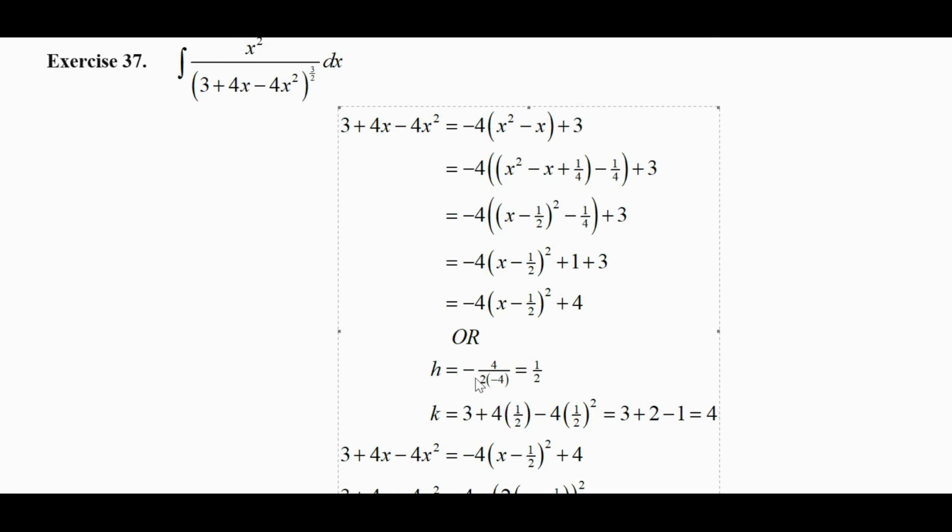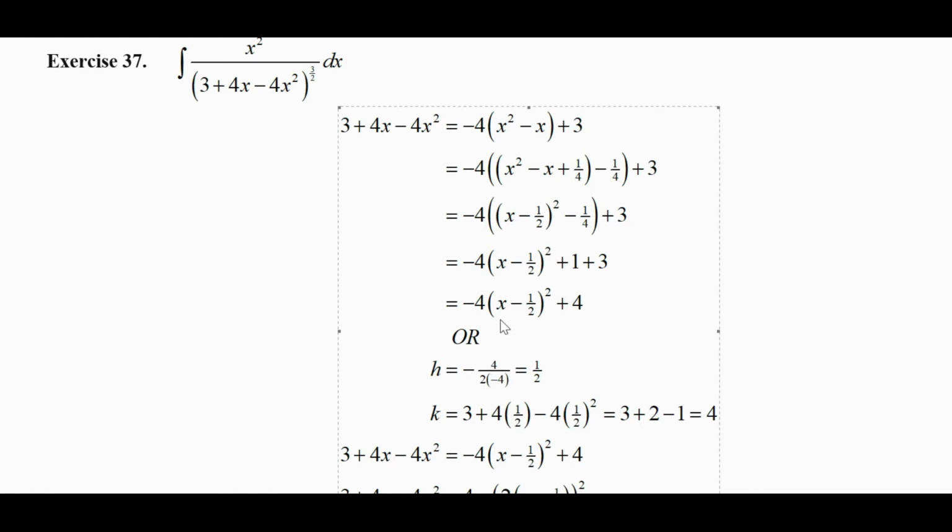Another way to do it is let h be minus b over 2a, the opposite of 4 over twice negative 4. The 4s cancel, the negatives cancel, and you're left with 1/2. Plug in h, 1/2, in this formula right here, which is what I did here. Work this out: half of 4 is 2, 1/2 squared is 1/4 times negative 4 is negative 1. 3 plus 2 is 5, minus 1 is 4. And so we get h is 1/2.